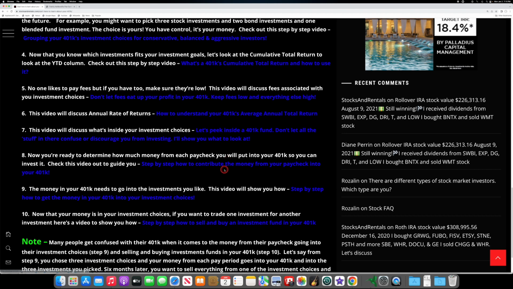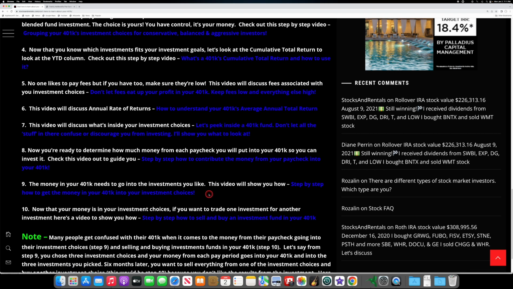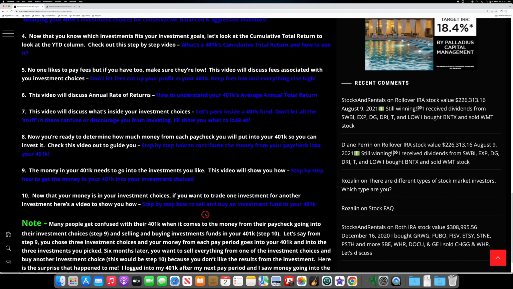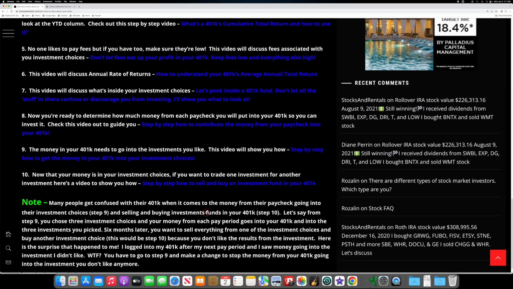Number eight, I show you step by step how to contribute money from your paycheck into your 401k. You got to get the money out of your paycheck into your 401k before you can start investing. Step number nine, once the money gets into your 401k, you got to tell it what to do. You have to put it into some type of investments. Step number nine shows you step by step how to do that. Step number 10, I tell you how to sell. I tell you how to buy investments. That's all it is to it.